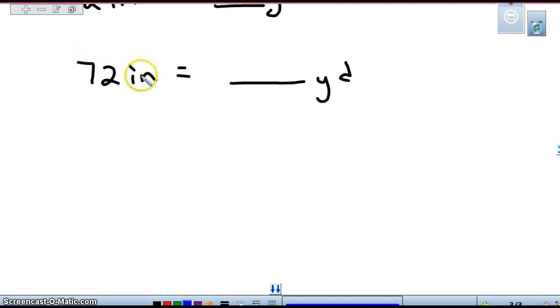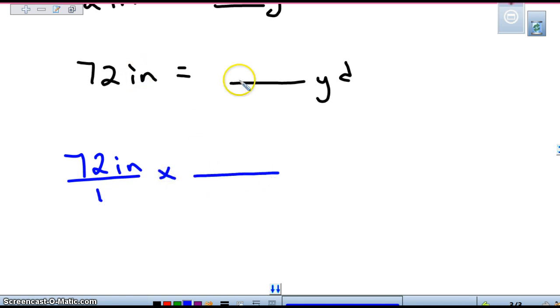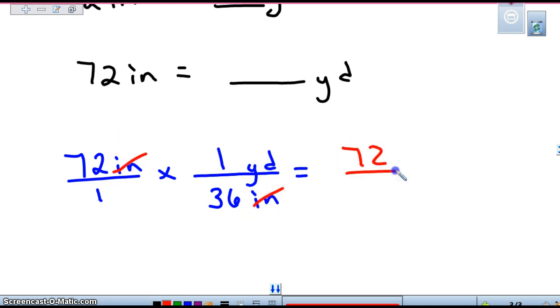If we need to convert 72 inches to yards, what do we have to do? 72 inches over 1. What is the conversion factor of inches to yards? How many inches in 1 yard? 36 inches in 1 yard. We can cancel our inches. Say 72 divided by 36. That means 2 yards.